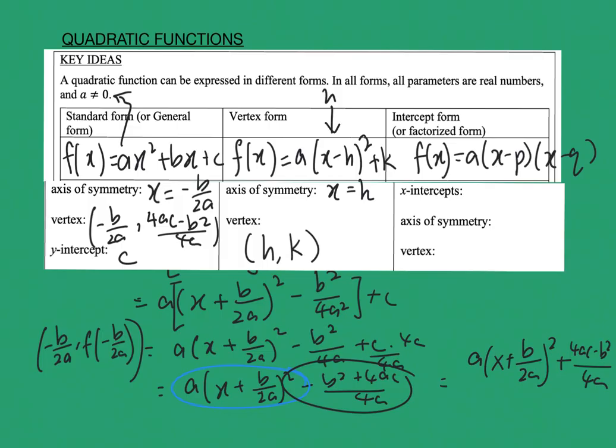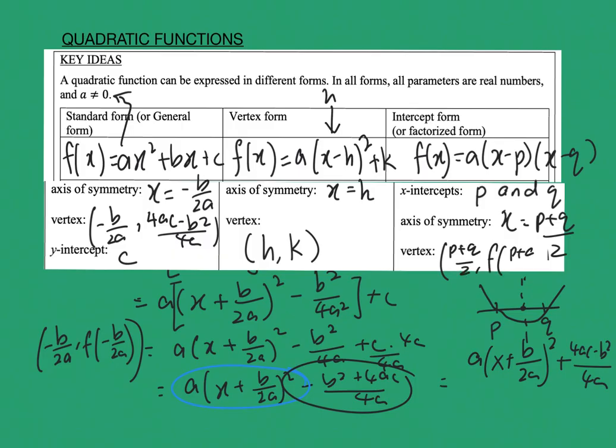And for intercept form, or the factorized form, the x-intercept is when the whole expression is equal to 0. So you get your p and your q as your x-intercepts. The axis of symmetry, what do you think it is? If you have the p and q, the axis of symmetry would be the midpoint of p and q. So it will be x equals p plus q divided by 2. Vertex would be at p plus q divided by 2, and of course f of p plus q divided by 2.